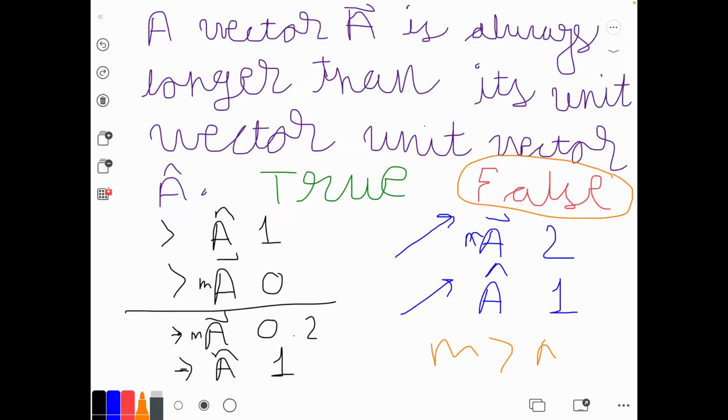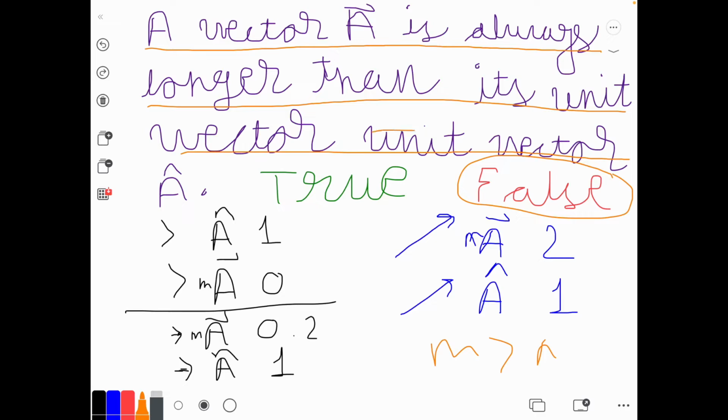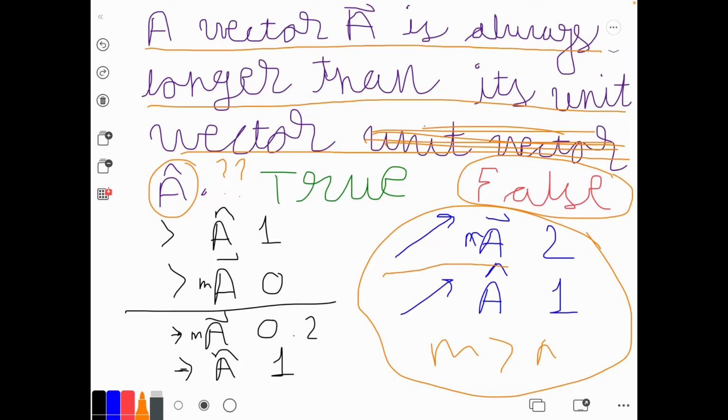So here's the problem. We have this statement saying a vector A is always longer than its unit vector. Is this true or false? Now, as you can see, this is usually what we get. We have the magnitude of vector A being 2, and since they use 2, for example, as 1 unit of a vector, the unit vector of A is going to be 1. So in that situation, that's going to be true, yes.